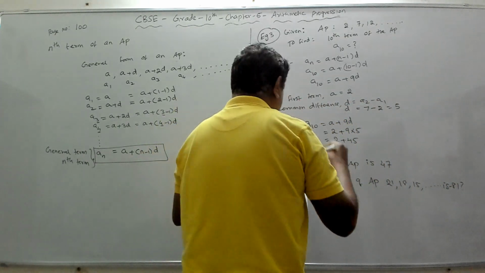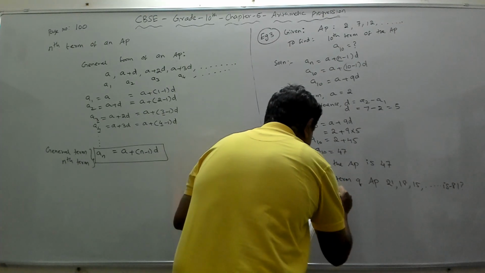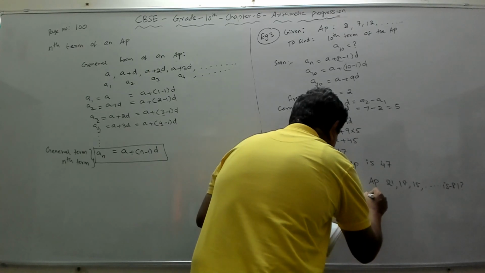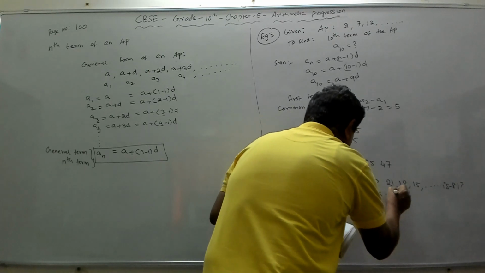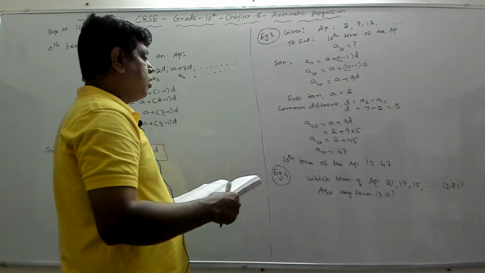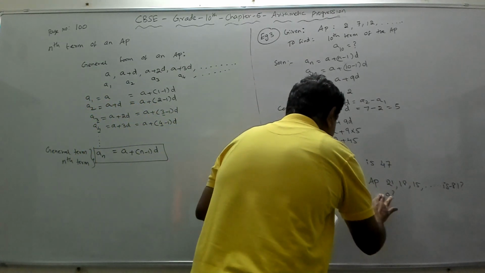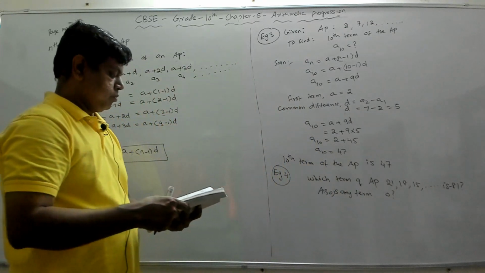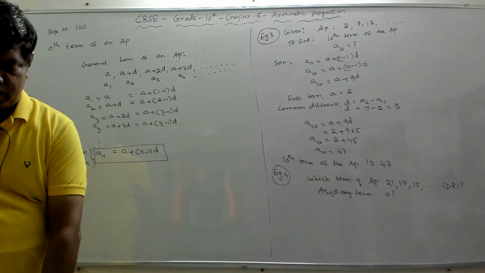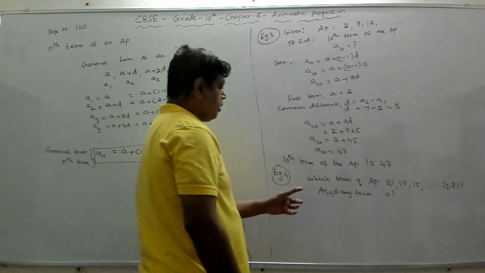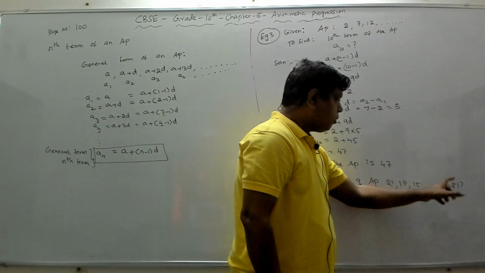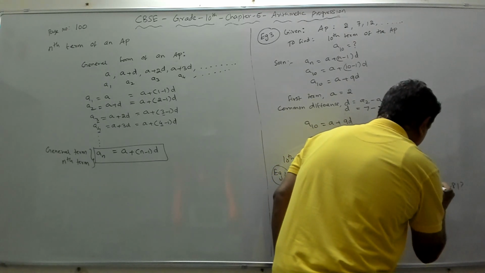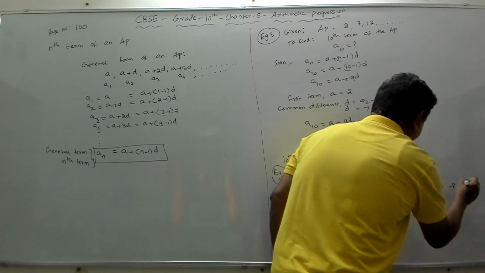Also, is any term 0? Give reasons for your answer. Now, we have to find in this AP, minus 81 is which term? In this AP, the last term is minus 81.